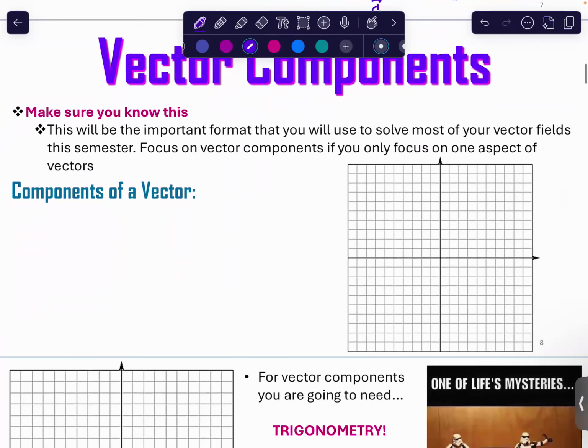Okay, so I don't know. Let's throw in some vectors. I have some sizes on here. I'm going to try to get this right. It's Y, it's X.